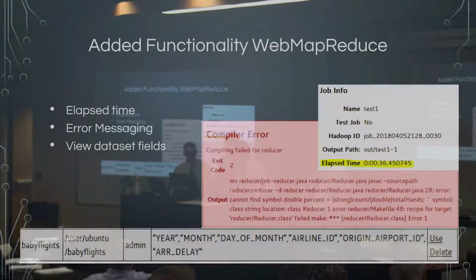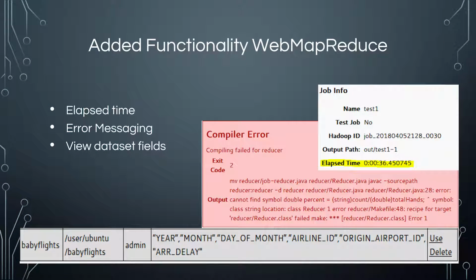All right, so to actually get Web MapReduce functional, we had to make some adaptations to it. The first of which we did was add elapsed time, as you can see over there. This is important because the whole point of exposing students to parallel computing is to show how much faster these applications run in parallel versus in serial.